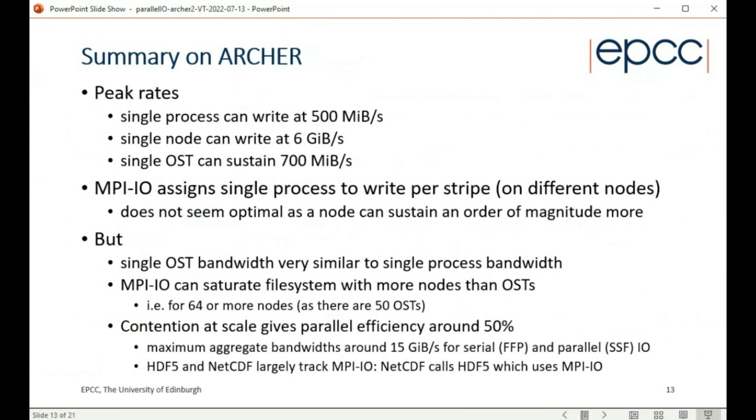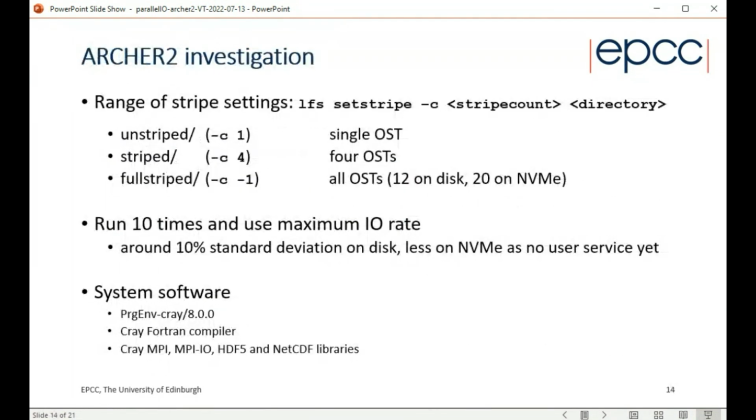And the HDF5 and NetCDF results I don't show here, but they track MPI-IO because they're layered in that way. NetCDF calls HDF5, which calls MPI-IO. So that was very clear. So I thought it was going to be a clear picture on ARCHER2.